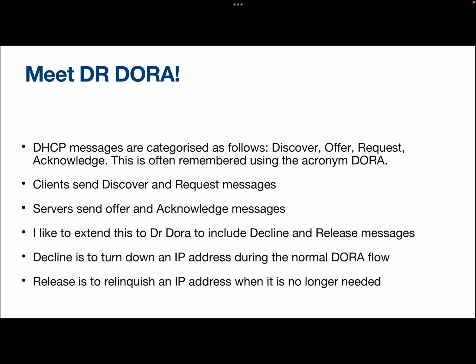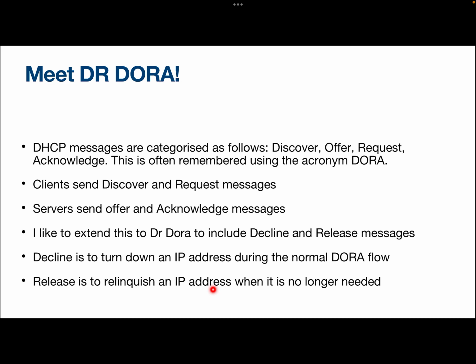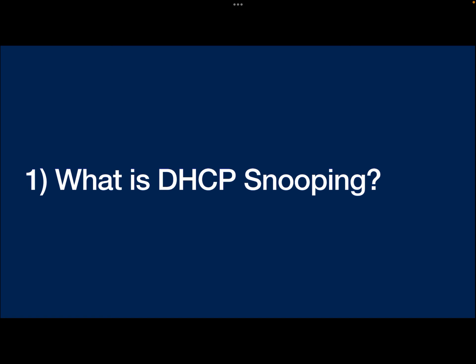Now, there might be cases where IP addresses need to be turned down or relinquished. So decline is to turn down an IP address during the normal flow. So if the client doesn't want it, it doesn't have to accept that. So instead of a request, you could have discover, offer, decline. So a decline, okay? And then we've got release. And a release is when a client already has an IP address, but it no longer wants it. So it can send a release message when that IP address is no longer needed. So that's Dr. Dora there.